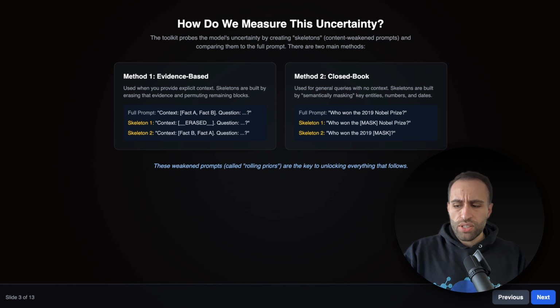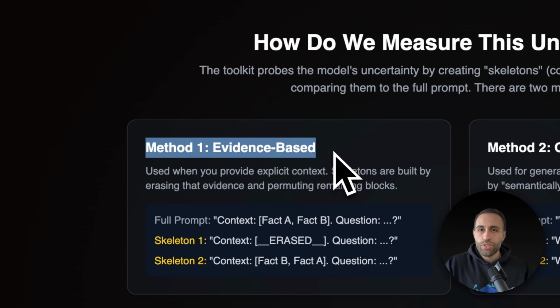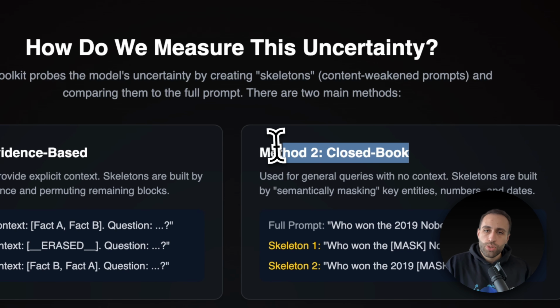Then how do we measure this uncertainty when we ask these types of questions, and how can we challenge the language model to make sure we can detect hallucination or not? So the paper, and also the toolkit that they released in the code, approaches this challenge with two methods. First is evidence-based. This is for when you have context, like RAG in your prompt. Second is closed book. That means when there's no RAG, you just ask a question from the language model or your agent and you're expecting an answer.